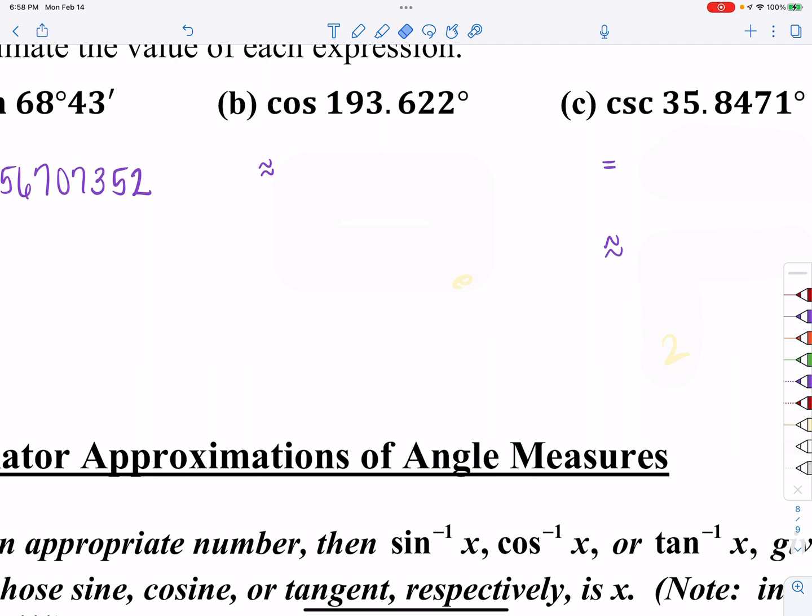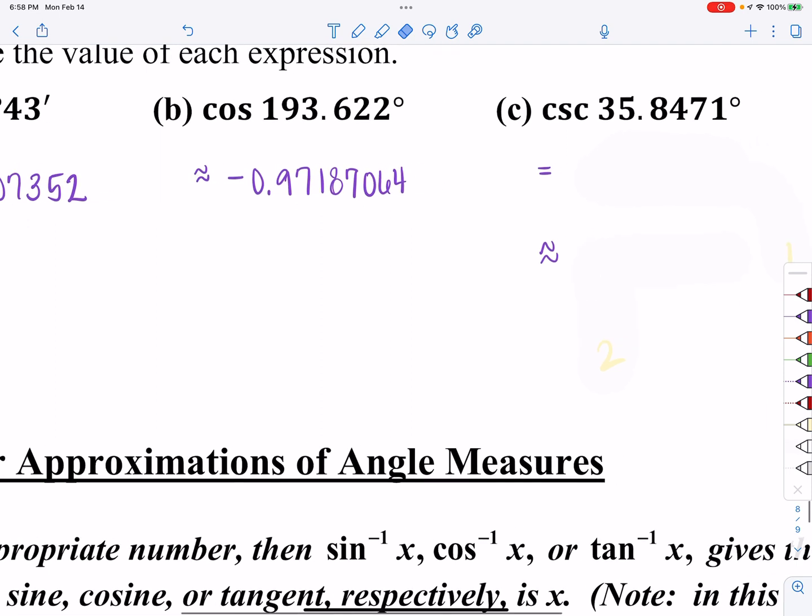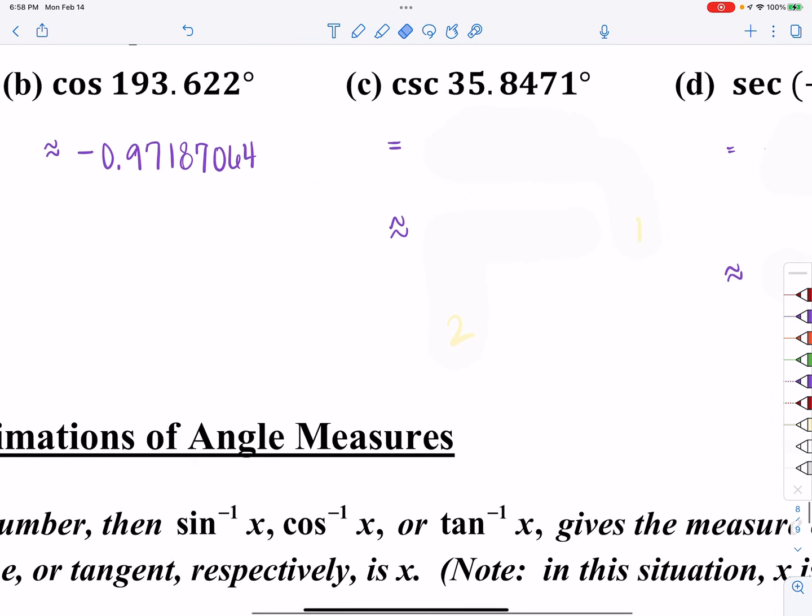To get letter B, same idea, only this is not in degrees and minutes. This is just in decimal degrees. And so my cosine, just type in cosine, use your cosine button, 193.622. You don't need to enter in the degree symbol. And what you should get here is negative 0.9718764.